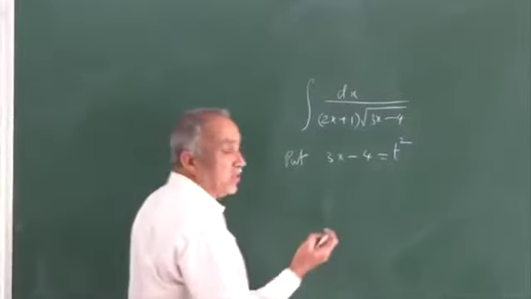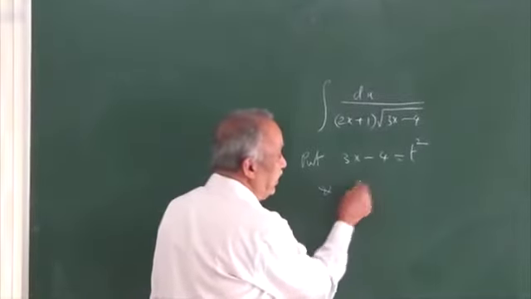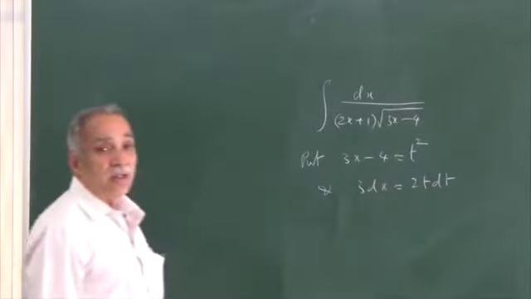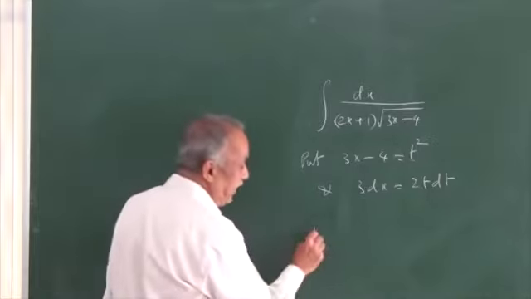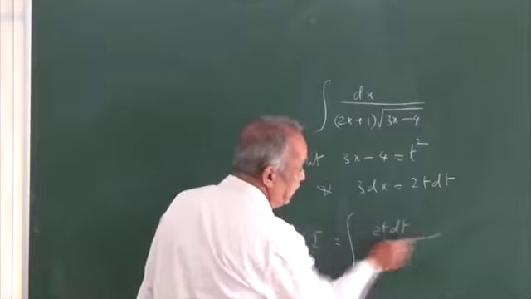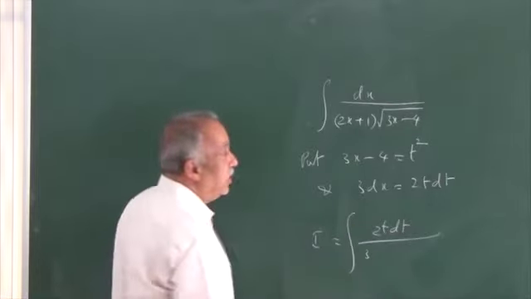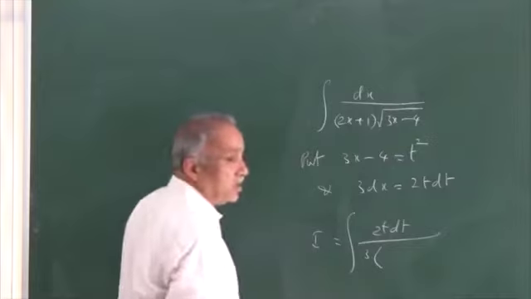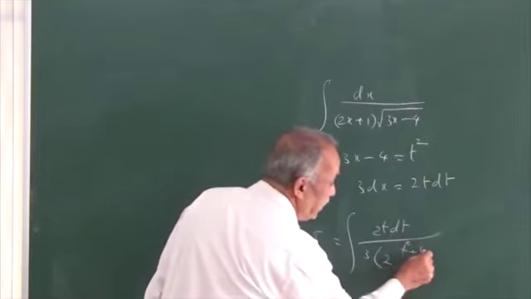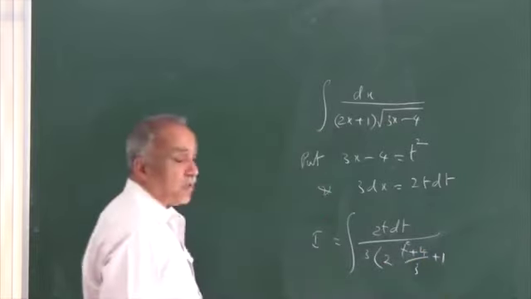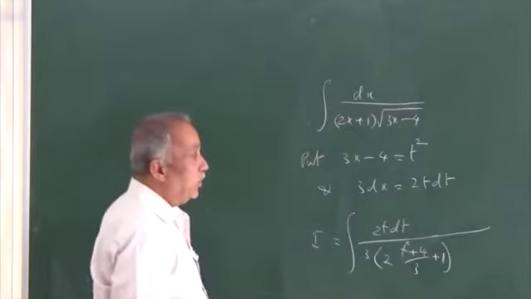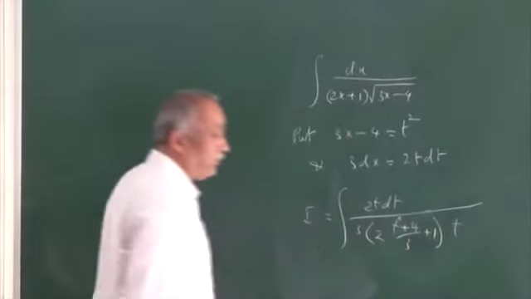As a result of this, the replacement for dx is given by 3 dx equal to 2t dt. On applying the substitution, my integral becomes 2t dt by 3 dx. 2x plus 1 is 2 into t square plus 4 by 3 plus 1, t square plus 4 by 3 is x, to be multiplied by root of 3x minus 4 is t.